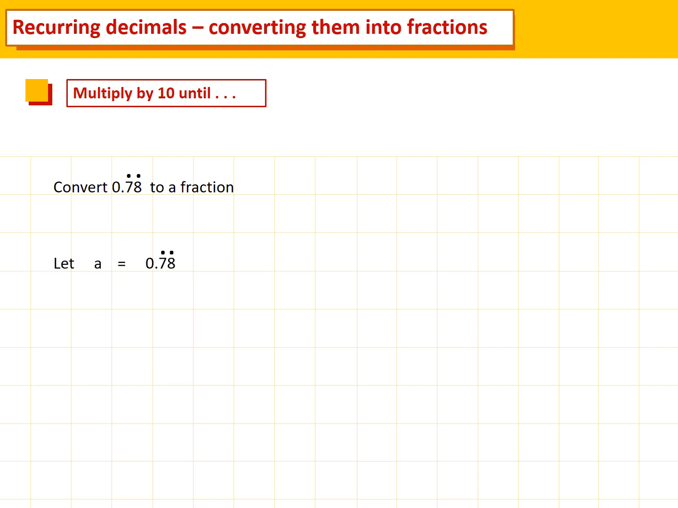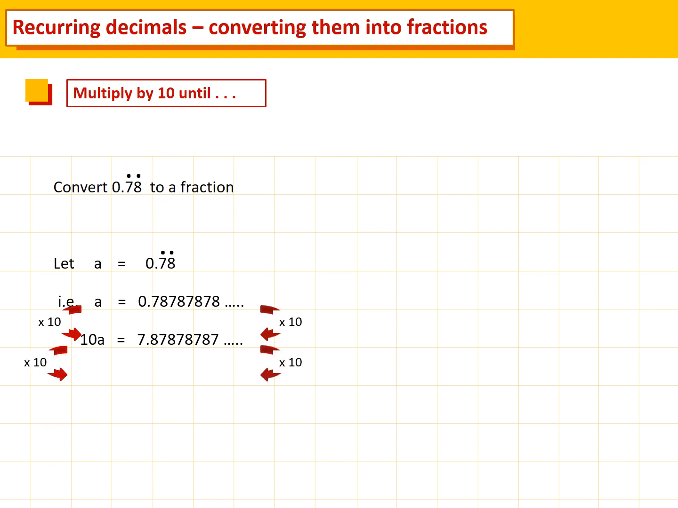The first step, let a equal the recurring decimal. We times by 10. When we do that, can we see 2 decimal parts the same? No, because for a we've got 0.7878, and for 10a we've got 0.8787. So we multiply by 10 again.